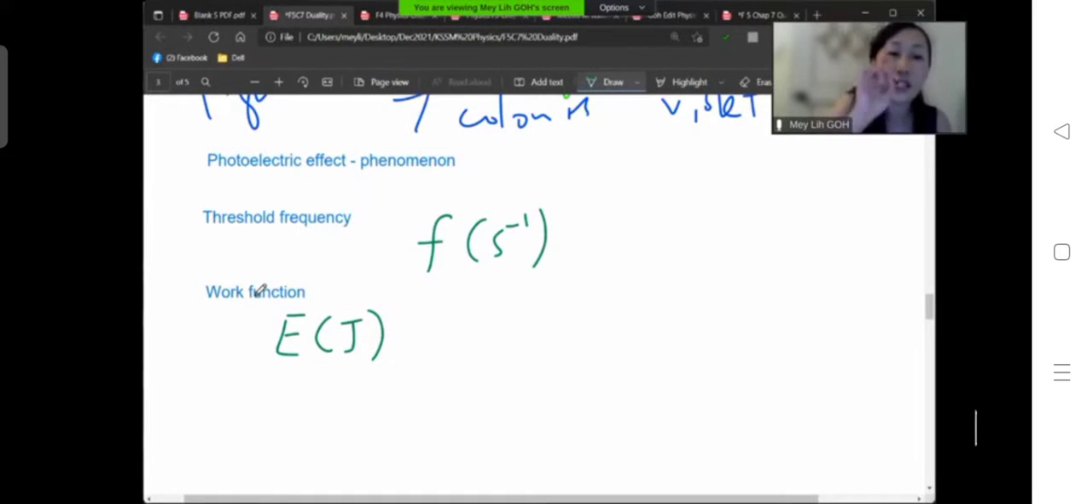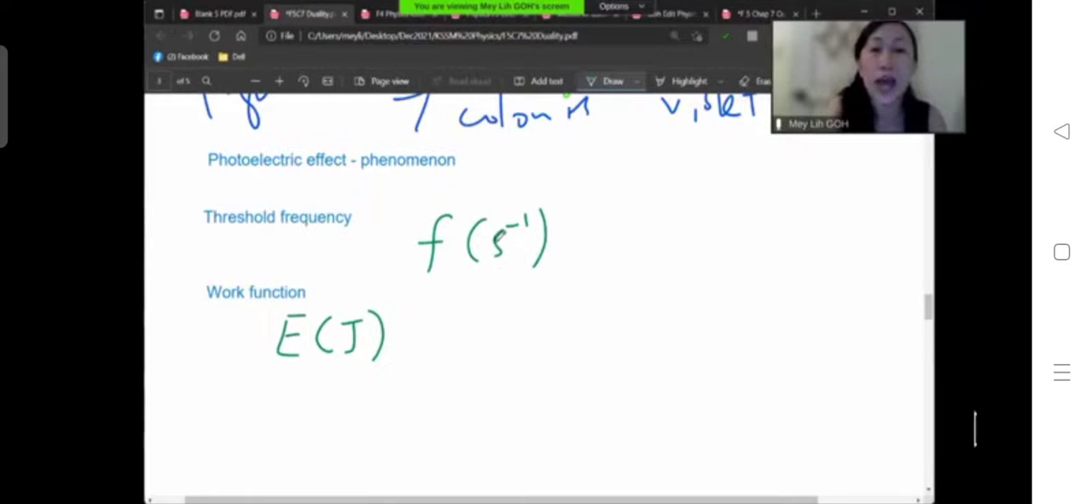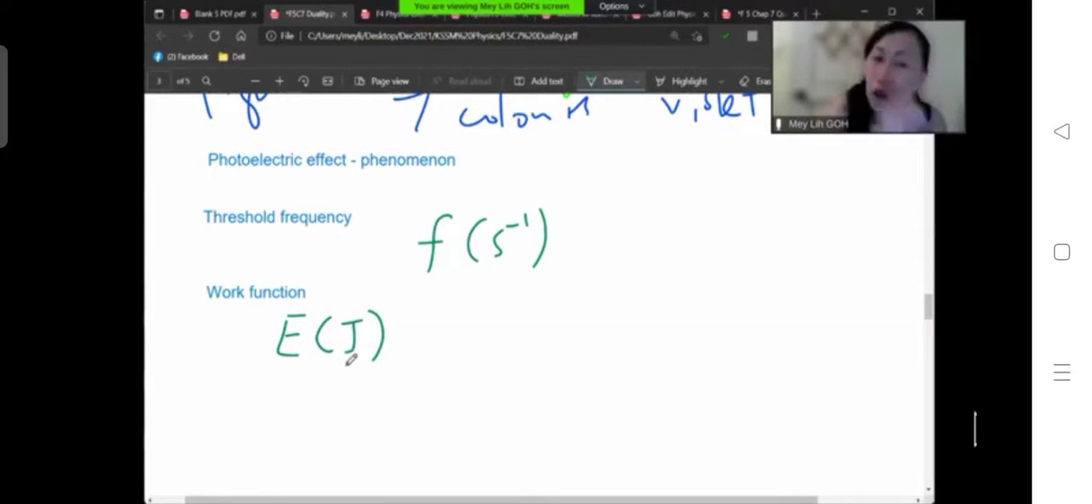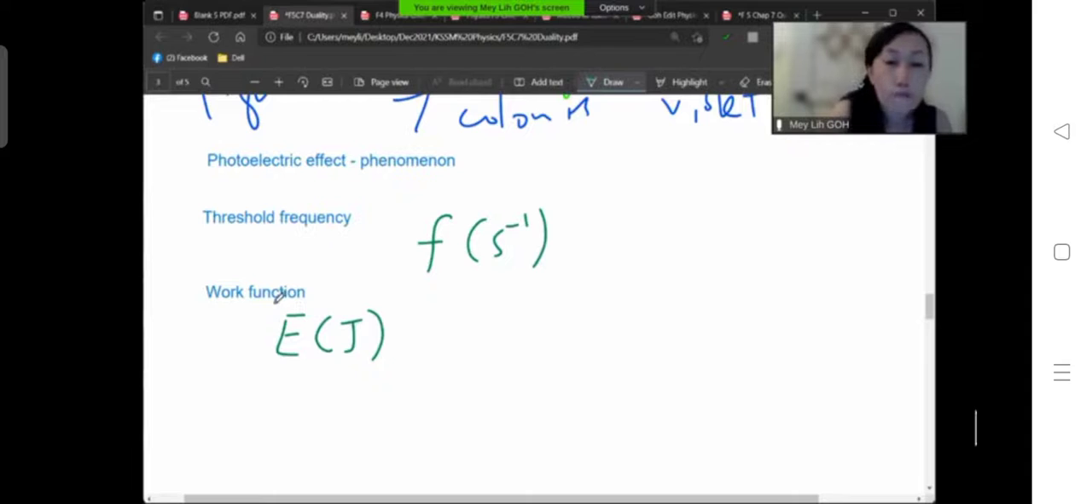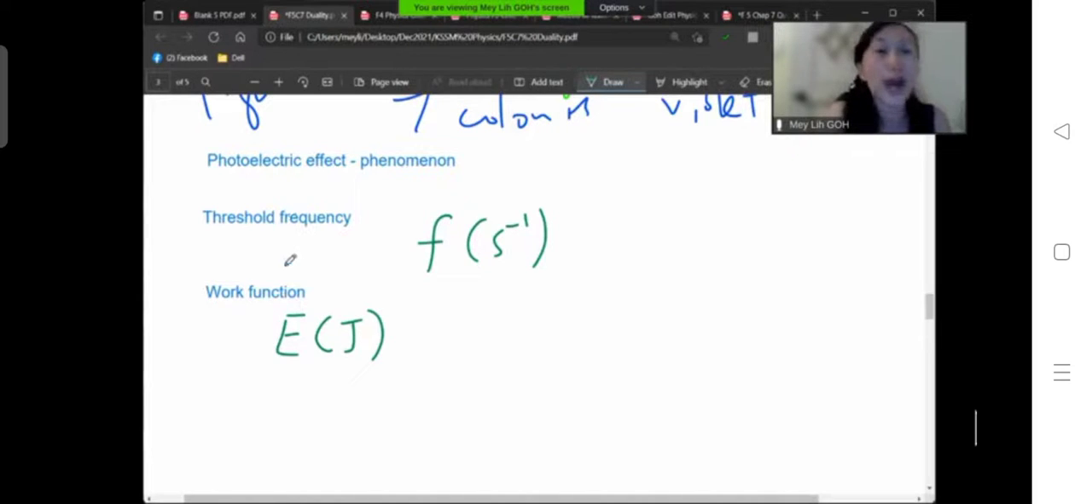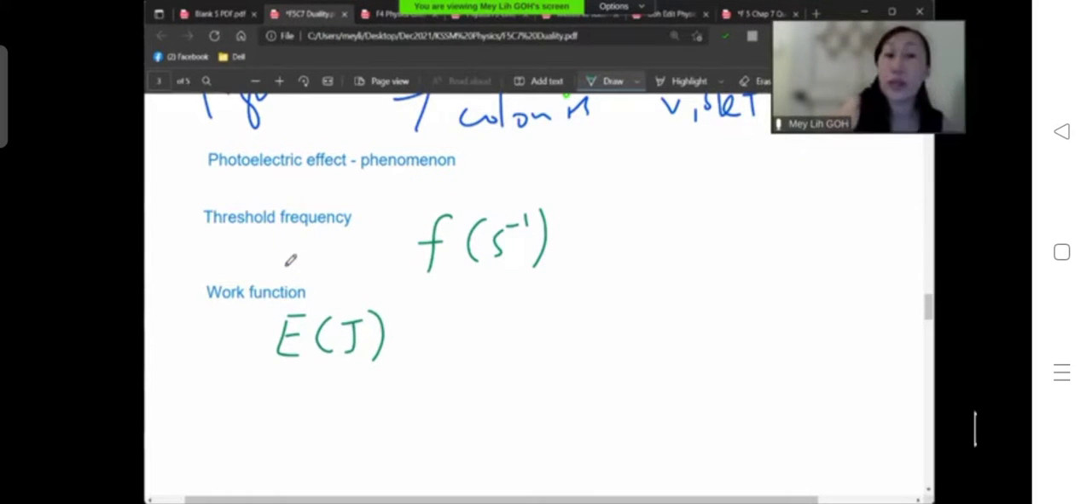Work function is the same as threshold frequency, just that it is not hertz or s to the power of negative one, it is joule. Work function is the energy needed to cause photoelectric effect to occur. In other words, work function is the energy needed for an electron to escape from the metal surface. These two are the same thing. They measure from different aspects.